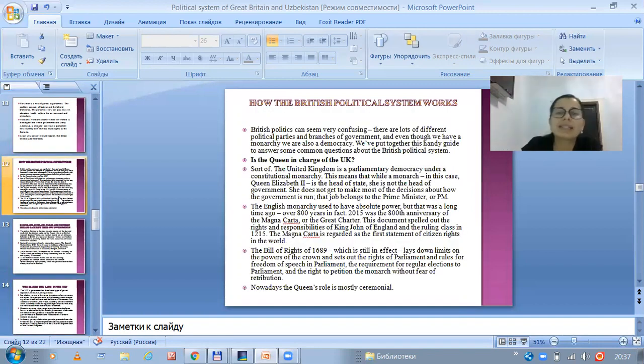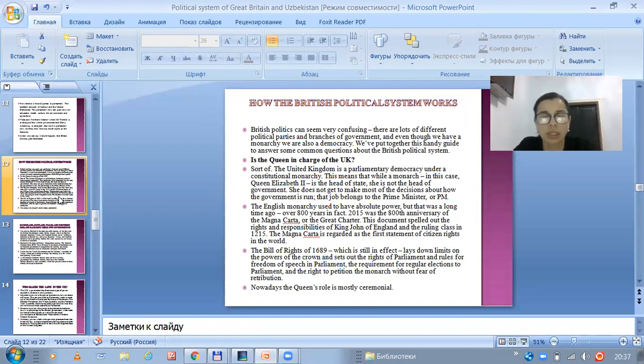How the British political system works in general. British politics can seem very confusing. There are lots of different political parties, branches of government. Even though we have a monarchy, we are also a democracy. We have put together this handy guide to answer some common questions about the British political system.